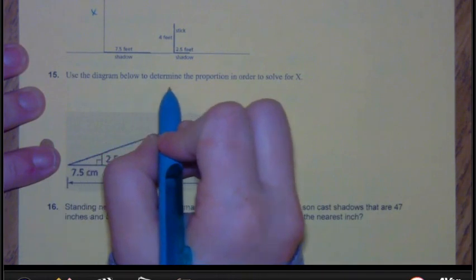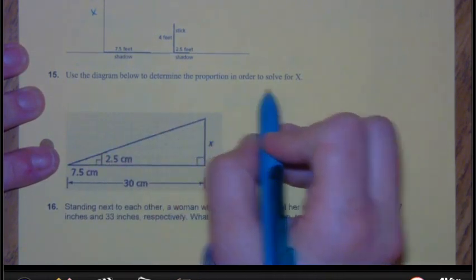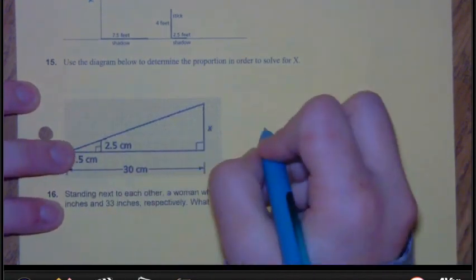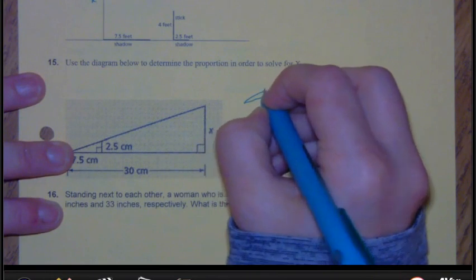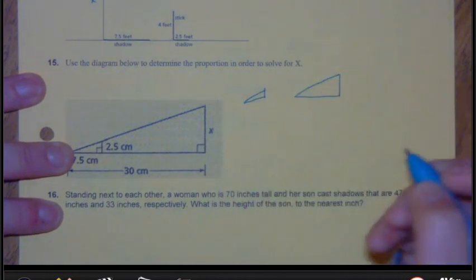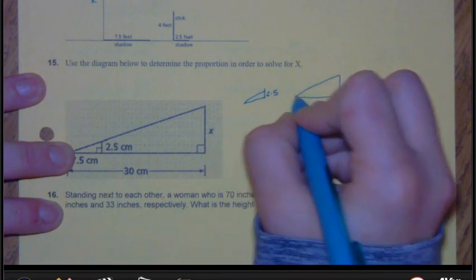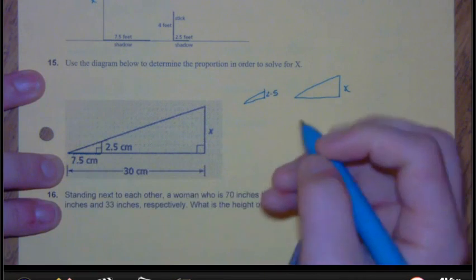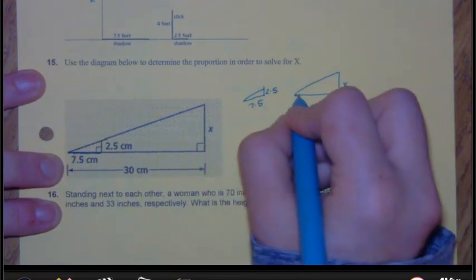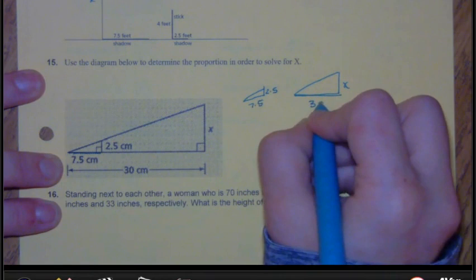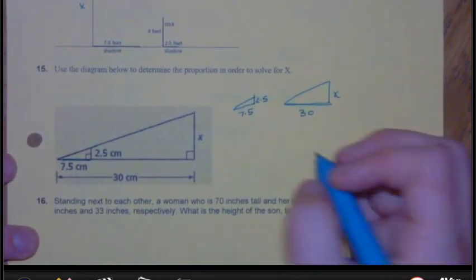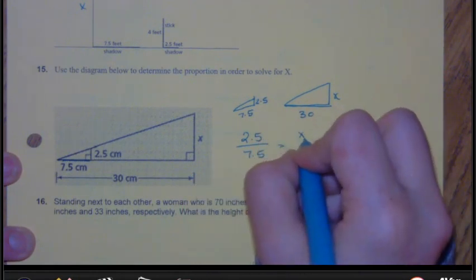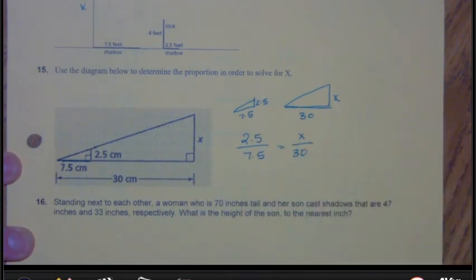All right, use the diagram below to determine the proportion in order to solve for x. All right, so I've got 2 triangles. One is embedded inside of the other. So what I'm going to do is pull this bigger triangle out. Well, the height of my smaller one is 2.5. The height of my big one is x. The length of my small is 7.5, and the length of my entire x is 30. And I want to find the height of my triangle. So I'm going to do height over distance equals height over distance.